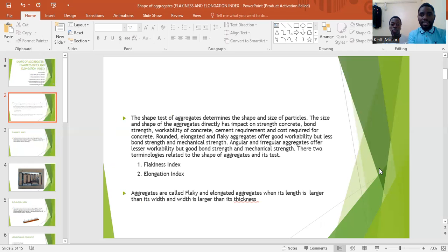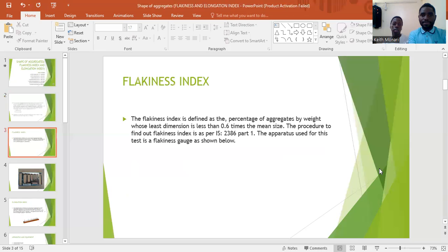Aggregates are called flaky and elongated aggregates when its length is larger than its width and its width is larger than its thickness. Now, under the flakiness index, the flakiness index is defined as the percentage of aggregates by weight whose least dimension is less than 0.6 times the main size. The procedure to find out flakiness index is as per the international standard 2386 part 1. The apparatus used for this test is a flakiness gauge and is shown below.